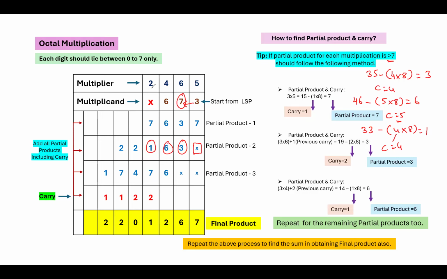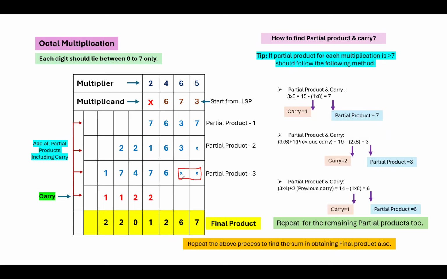Next 7 2s are 14. 14 plus carry 4, 18 totally. 18 minus 2 into 8, the difference is 2. Therefore, we should write 2 at this place, carry equal to 2. So this is the final carry 2. This is the second partial product. We should leave 2 digit space, then write the next partial product.